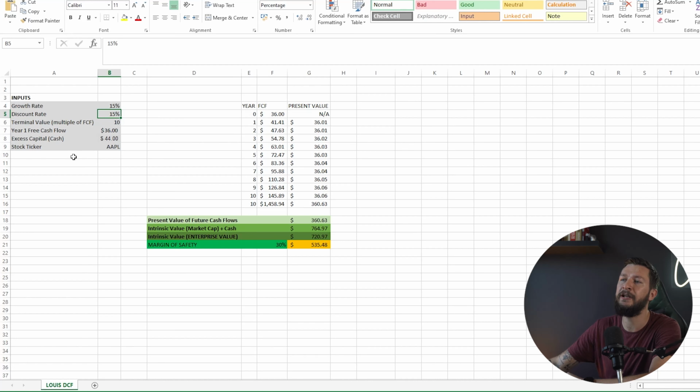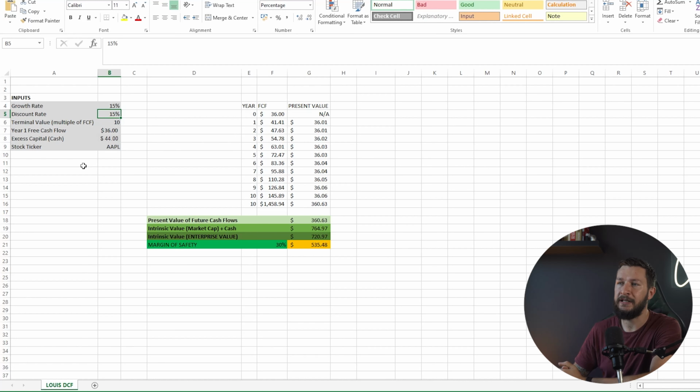Next, we have to figure out what our discount rate is. The discount rate is simply the rate of return that we expect over the term of our investment. In this case, I would like a 15% return on investment year over year. Compounded, that will create a lot of money. If we put in a discount rate of 10%, I'd rather just invest my money in the S&P 500 ETF that on average returns around 10%. So we obviously want to do better than that. So I'll put in 15%.